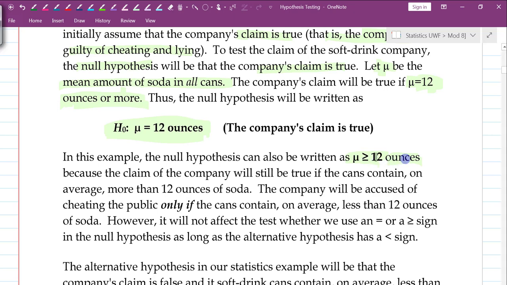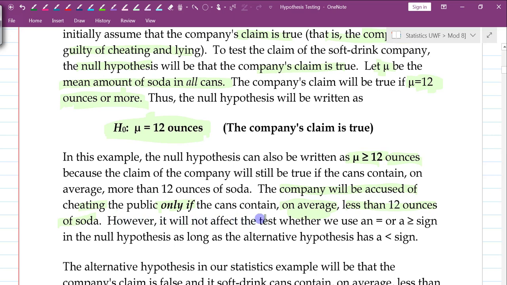So we can write the null hypothesis as mu is greater than or equal to 12, just like we can write it here, mu is equal to 12. Either one of these statements is perfectly acceptable and the same. The claim of the company will still be true if the cans contain on average more than 12 ounces of soda. The company will be accused of cheating only if the cans contain on average, that's the important part right there, less than 12 ounces of soda.